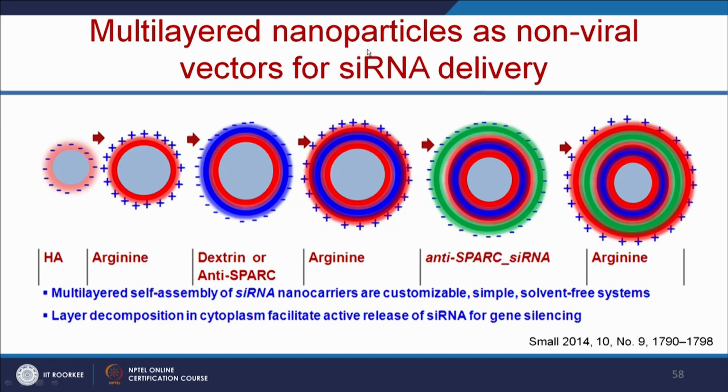We can use these multi-layered nanoparticles as non-viral vectors for siRNA delivery. So we can have this kind of multi-layered nanoparticles carrying the SPARC siRNA. This multi-layered self-assembly of siRNA nanocarriers is customizable, and it is a simple and solvent-free system. The layer will be decomposed in the cytoplasm, and it will facilitate the release of the siRNA for gene silencing. So this will be useful for preventing scar formation after glaucoma surgery.